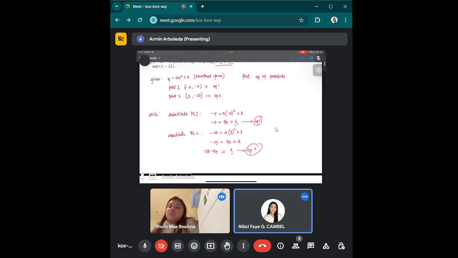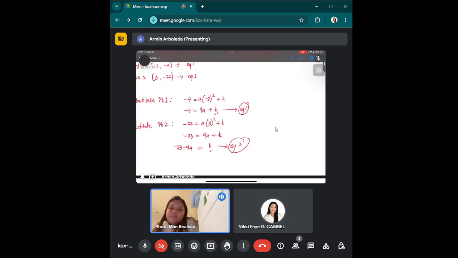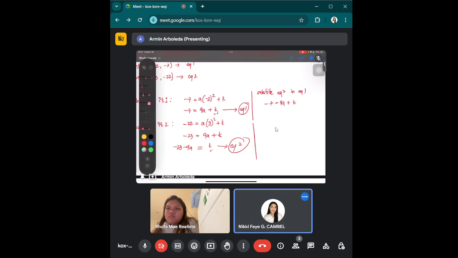Yep. So let's answer this. This time we substitute equation 2 in equation 1. So we have equation 1, which is 7 equals 4a plus k, but our k is what? K is negative 22 minus 9a. Okay? Oh, sorry.